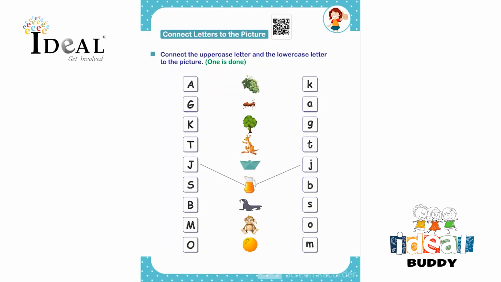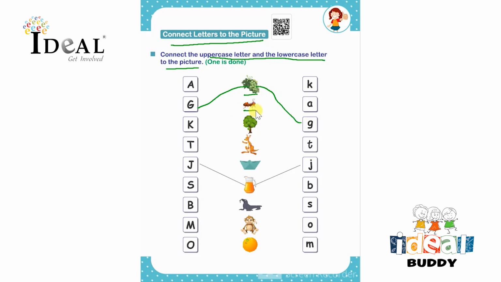Hello everyone. In this page, the child has to connect the letters to the picture. That is, they have to connect the uppercase letter and the lowercase letter to the given picture after identifying its beginning sound. And one is given for the child to refer. So they have to start from the top in the given sequence. So here the picture is of grapes. Beginning sound is G. So they have to connect the uppercase G and the lowercase g to the picture.